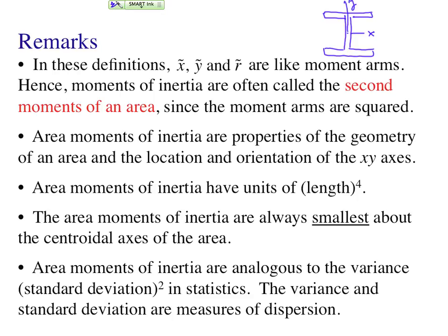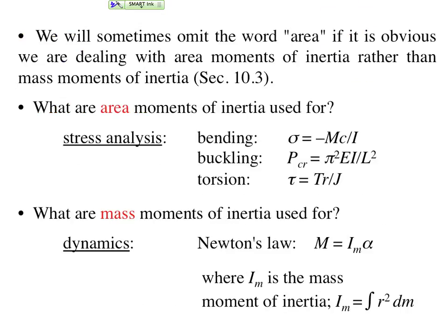The web is narrow and close to the origin, so it contributes little to the area moment. But the flanges are far from the origin and make a dominant contribution to the area moment. The fact that the integrand consists of the perpendicular distance squared is significant. That nonlinear dependence on distance implies the area moment becomes larger at a compounded rate as we move material away from the origin.